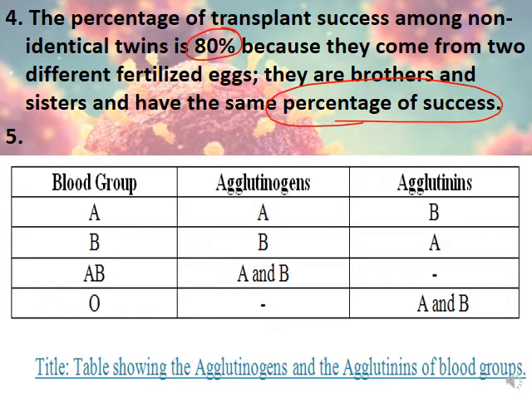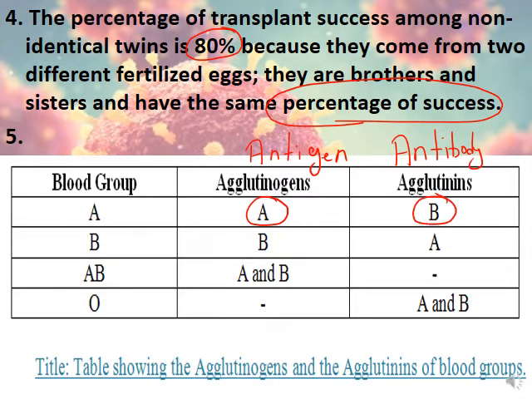Table. So blood group A, as I said, they have the same agglutinogen. Agglutinogen, I said, is similar to antigen, and agglutinins is the same as antibody. So here, blood group A has antigen similar to the blood group, so it has antigen A, and antibody different from A. It's going to be B.